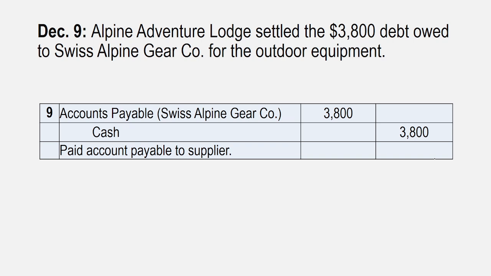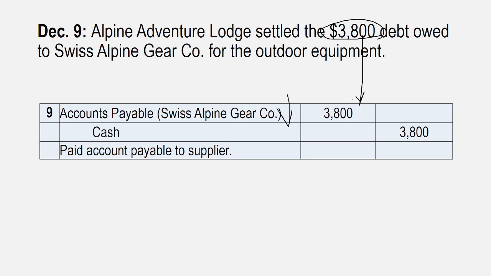The accounts payable that belongs to Swiss Alpine Gear Corporation is debited because this account is decreased. The amount of accounts payable is decreased by $3,800. A decrease in accounts payable indicates that the total liability is decreased as well, because accounts payable belongs to the liabilities. A decrease in total liability is considered a debit in record keeping. The other account is cash.